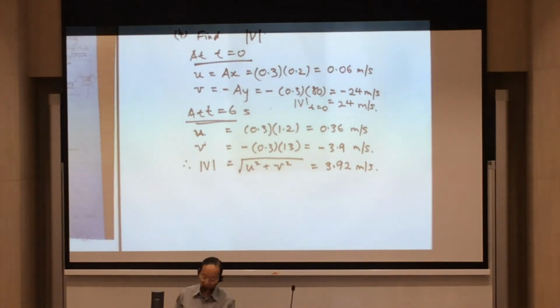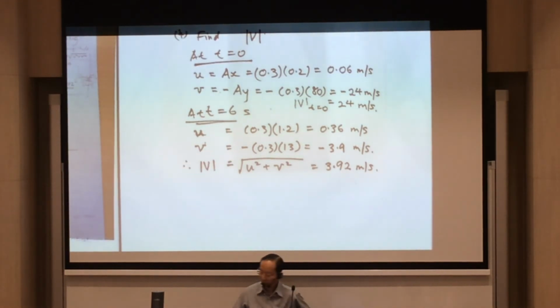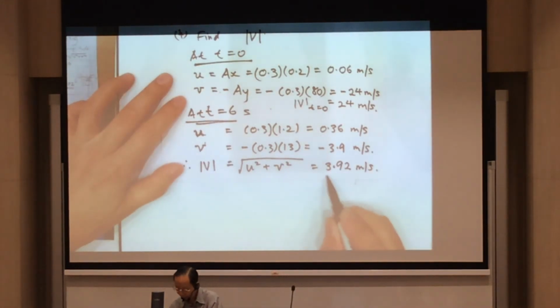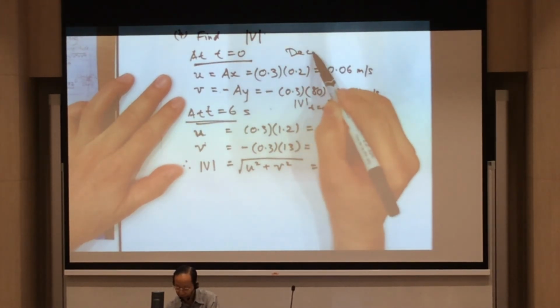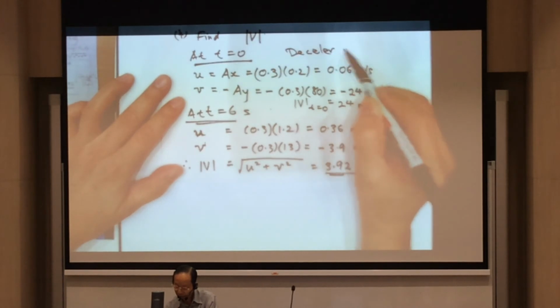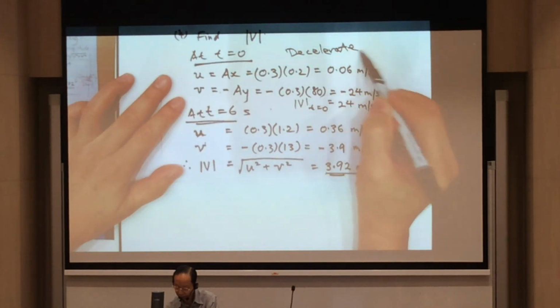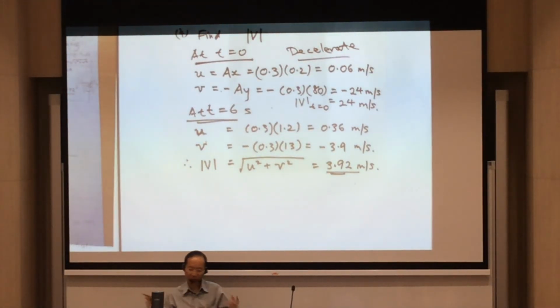So is it accelerating or decelerating? It is decelerating. It has gone slower already, from 24 meters per second to 3.92. So decelerating, answer, huh? Decelerating. Okay, so we found the velocity magnitude at time t equal to 6. We know that it is decelerating.